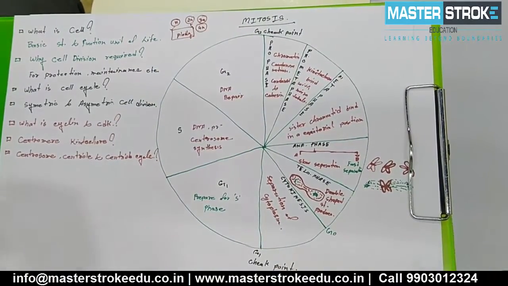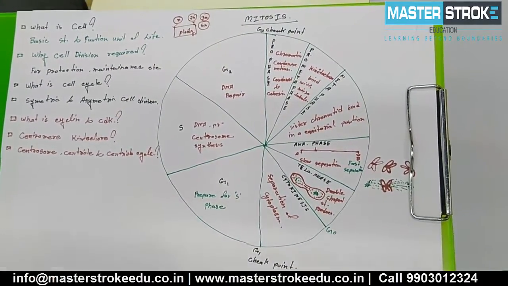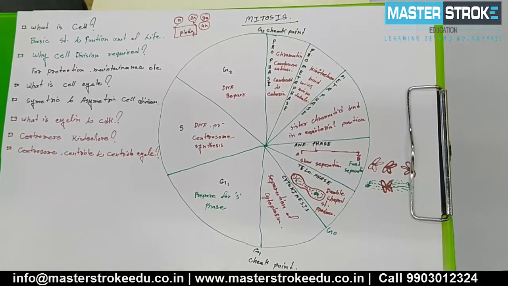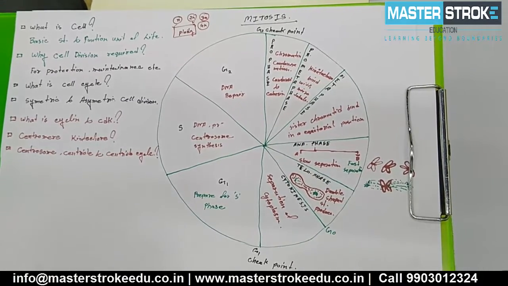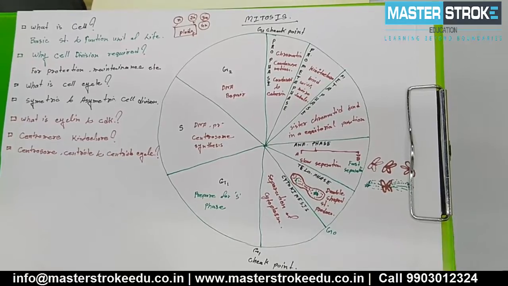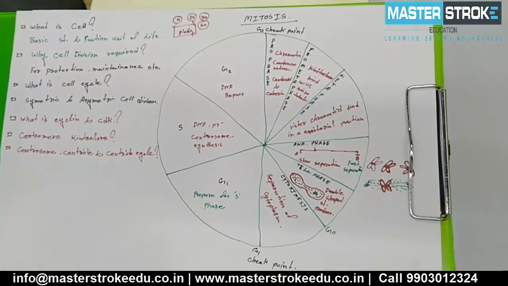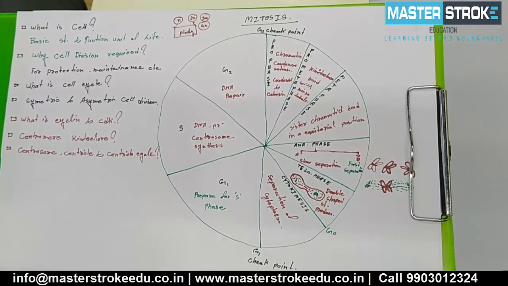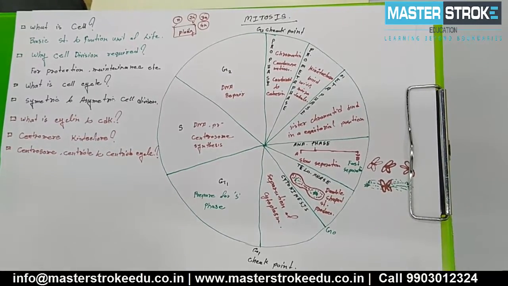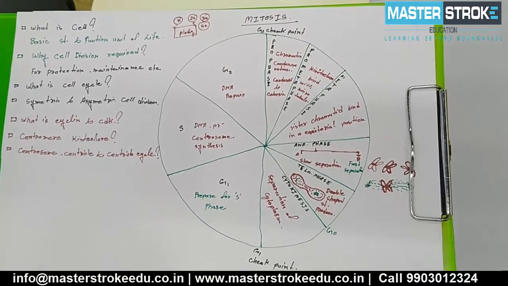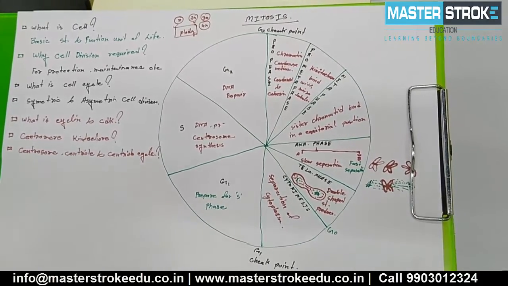Okay. Now, in mitotic cell division, the ploidy condition of the cell will never ever change. A diploid must be diploid from the beginning to the end of the cell cycle. Only the chromosomal volume changes. Why am I telling you that?